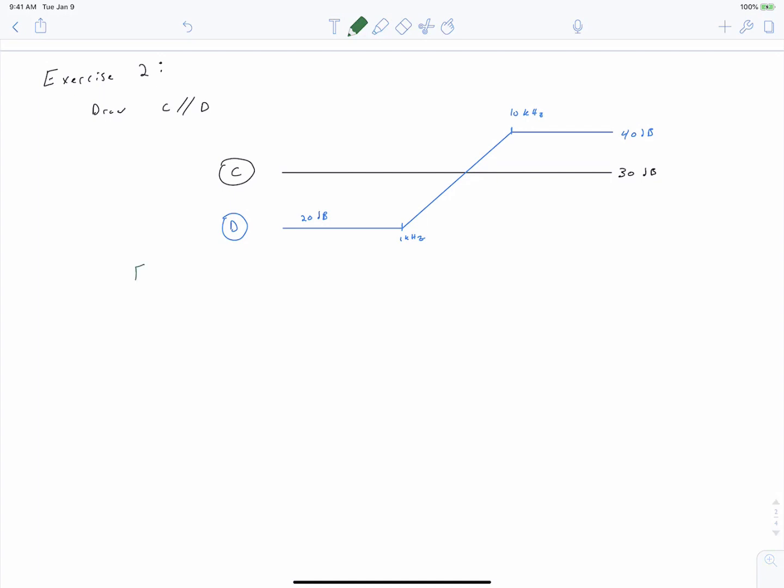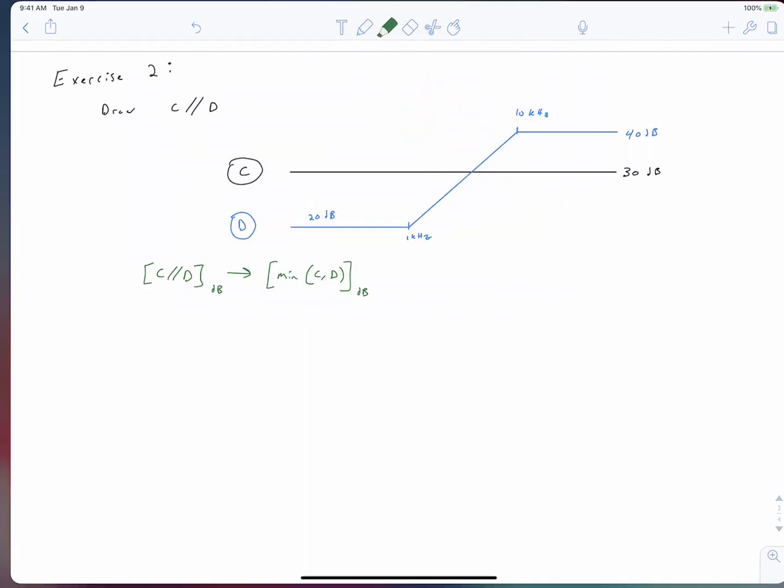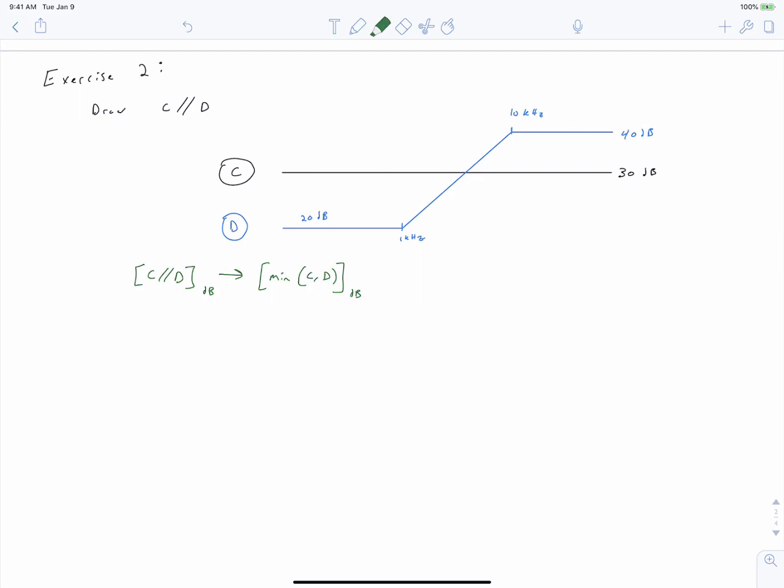So we know that the parallel operation of two transfer functions in decibels is approximately equal to taking the minimum of the two transfer functions. And we can sketch this on this plot by starting with the minimum of the two transfer functions, which is transfer function D. And then at this point right here, the minimum becomes transfer function C.